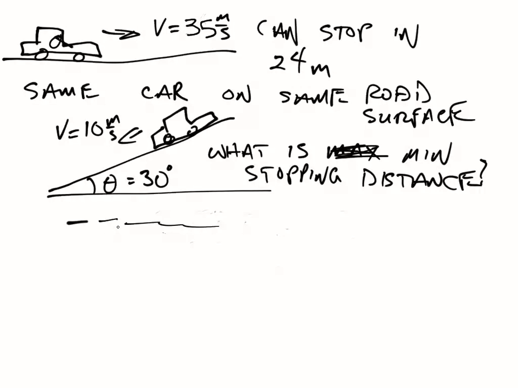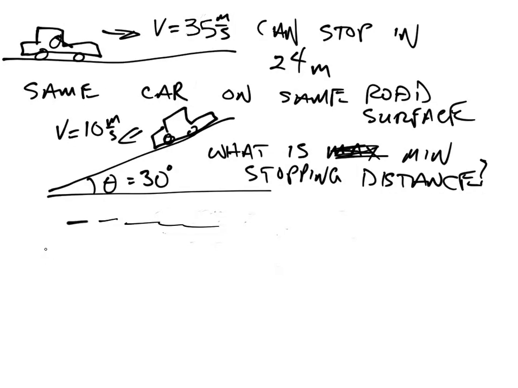Okay, so in this problem, what we have is a car traveling on a flat road at 35 meters per second, and the car can stop in a minimum distance of 24 meters. Now the same car on a slope on the same type of road surface, but now at a 30 degree slope to the horizontal, is traveling at 10 meters per second. This 10 meters per second is slower than the 35. However, the question is, what is going to be the minimum stopping distance of the car?